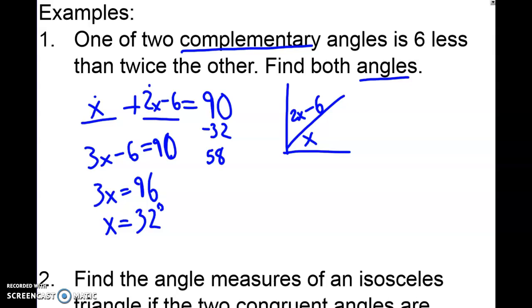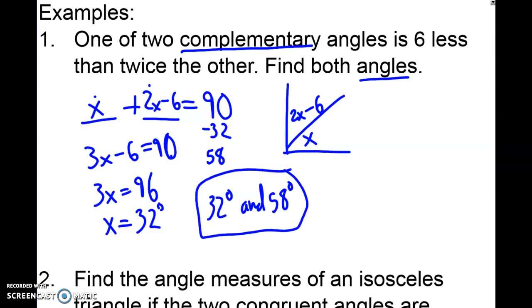58. So 32 degrees and 58 degrees. Just make sure you answered the actual prompt. Now, just to show you really quickly, if this said supplementary, what I would do, same process, it'd be x plus 2x minus 6 is equal to 180. So at that point, it becomes a reading problem more than a math problem.